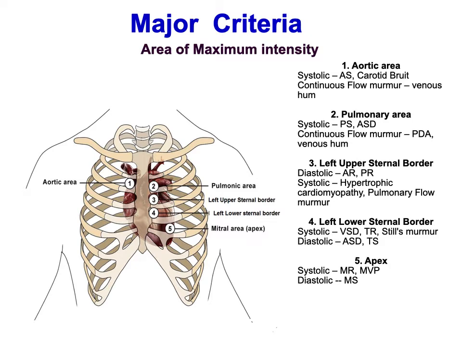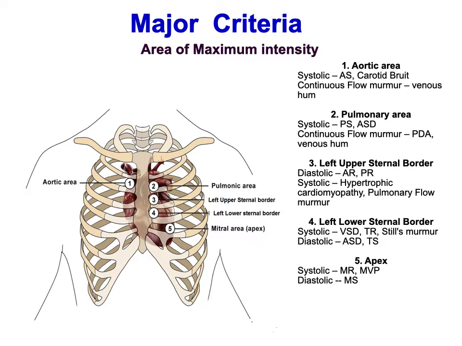In the pulmonary area, or left second intercostal space, obviously murmurs related to the pulmonary valve are more prominent, like those in the systole of pulmonary stenosis, or the functional pulmonary stenosis murmur in atrial septal defect because of larger left to right pre-tricuspid shunts. Continuous flow murmurs of PDA are also more prominent there, and venous hum you can find among the flow murmurs or innocent murmurs.